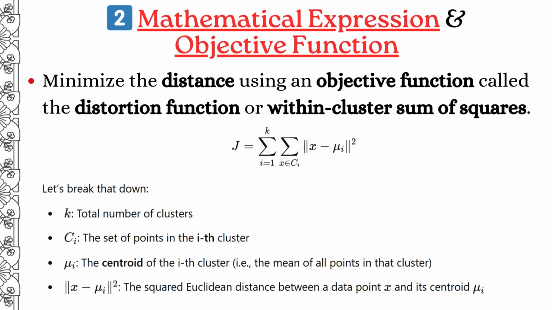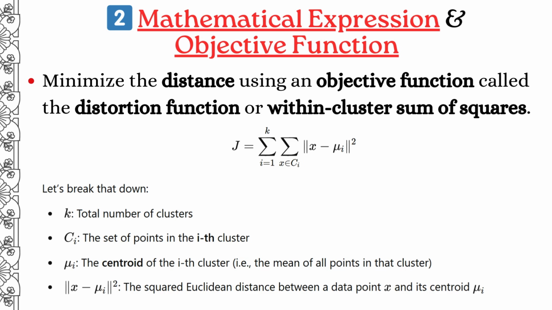2. Mathematical expression and objective function. Now let's dive into the math behind k-means. Don't worry, I'll keep it simple and intuitive. The core idea of k-means is to minimize the distance between each data point and the centroid of its assigned cluster. This is done using an objective function, also called the distortion function, or within-cluster sum of squares.